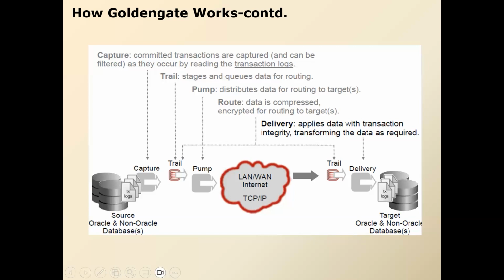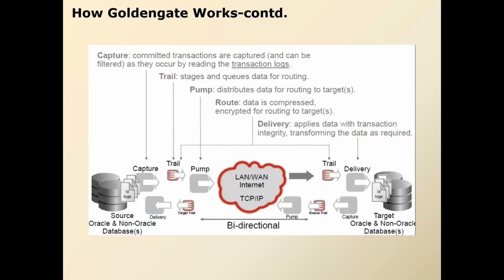Now, GoldenGate also supports bidirectional replication. Bidirectional replication means both sites would be live. So whatever transactions are happening on site A will be replicated to site B. In bidirectional replication, the application can be connected to both sites. So whatever transactions are happening on site A will be replicated to site B, and in the same way, whatever transactions are happening on site B will be replicated to site A.